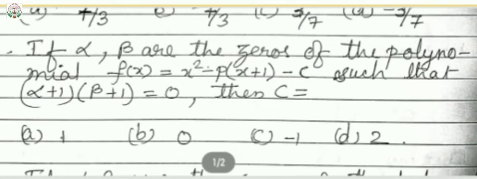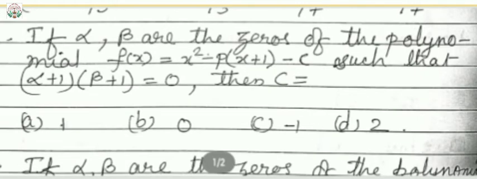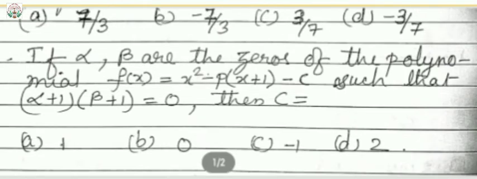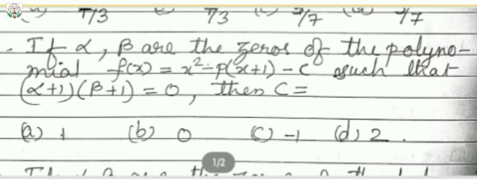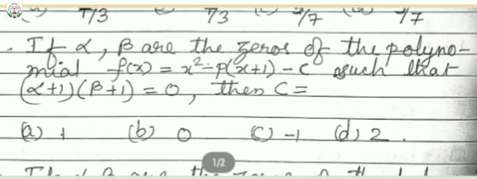Now the third question is, if alpha and beta are the zeros of the polynomial f of x equals x square minus p into x plus 1 minus c, such that alpha plus 1 into beta plus 1 equals 0, then find c. Now first, simplify f of x: x square minus p multiplied with x plus 1, what will you get? x square minus px plus minus p minus c. Okay, so the constant term will be what? Minus p minus c, and your b will be what? Minus p, and a is 1.